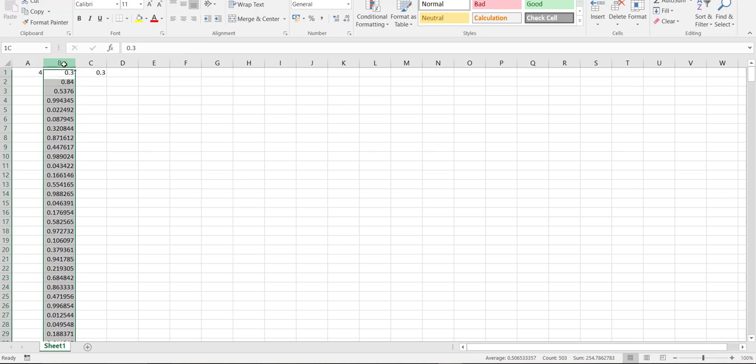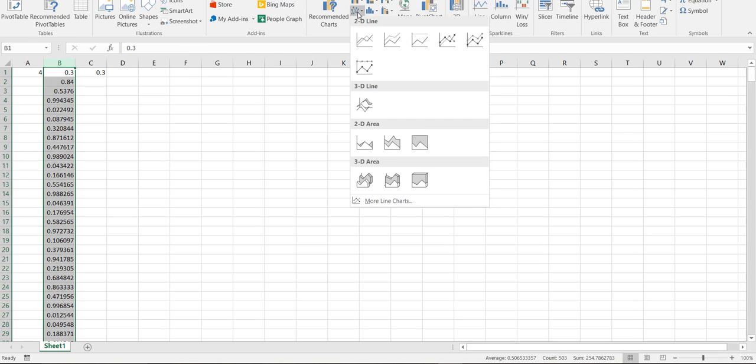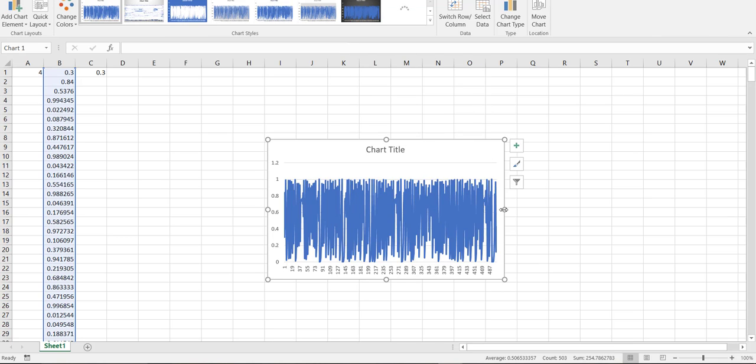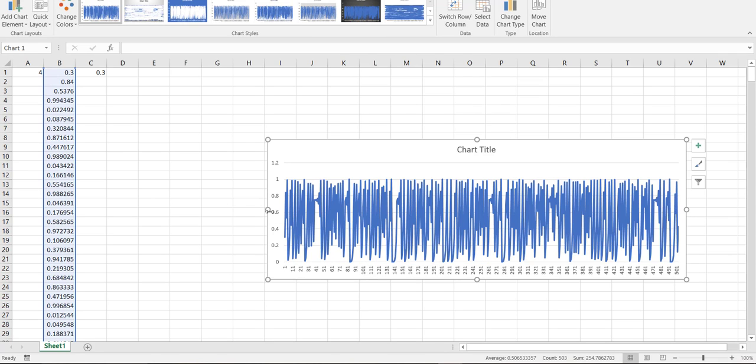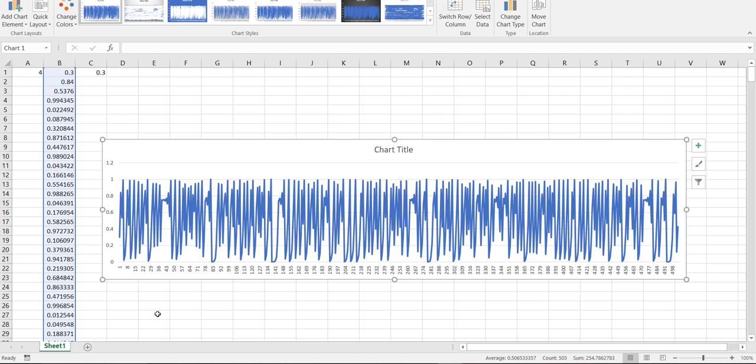Now, if we highlight the entire sequence and then insert a line graph, you can see this is what it looks like. This, ladies and gentlemen, is chaos. We've produced a chaotic time series with an incredibly simple equation. Well, sorry, a chaotic series.